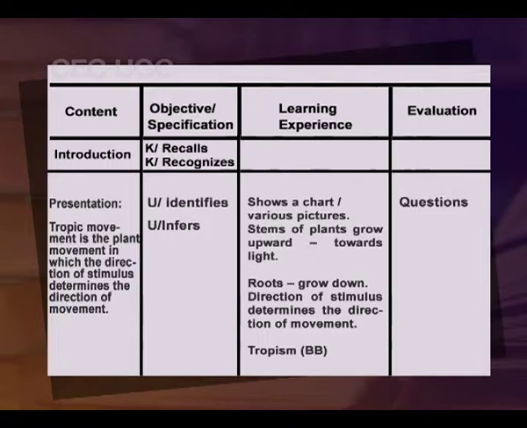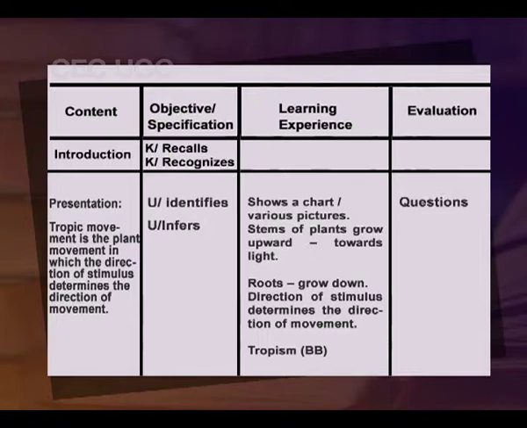As a learning activity, I have written that the teacher shows a chart or various pictures. Stems of plants grow upward towards light. Roots grow down. Direction of stimulus determines the direction of movement. And again, blackboard summary, tropism.